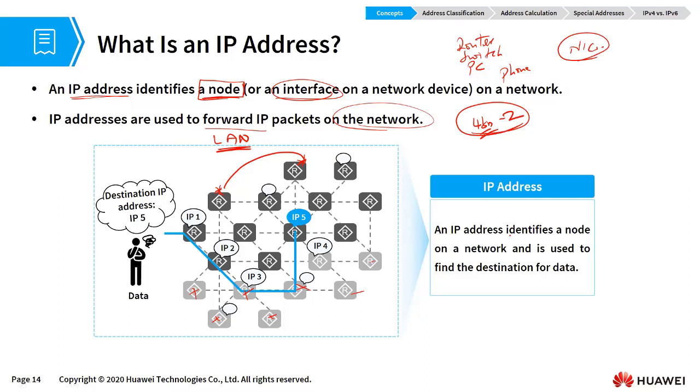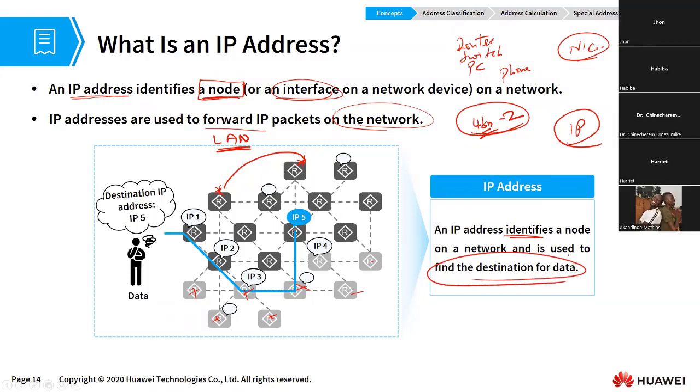Again, an IP address identifies a node on the network and not the device. We use it to find the destination for the data. If we are using IP, this is not the only routed protocol. But if we are using IP and a user wants to connect a computer to the network or to the internet for that matter, that user needs to apply for an IP address. We are going to see in this particular class that that IP address is, in this case, the public IP address. The IP address will identify the node on the network, and we use it to find the destination of the data that we want to forward.